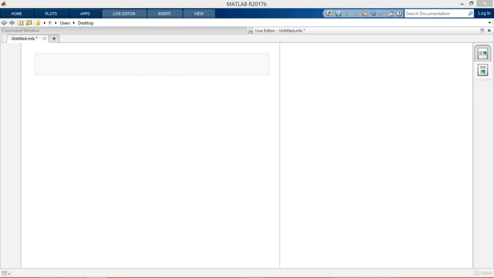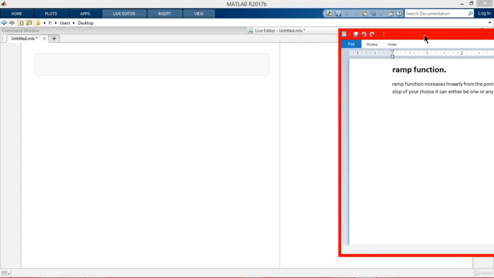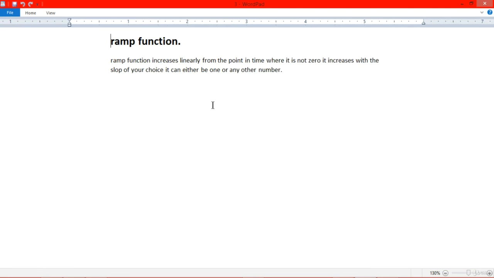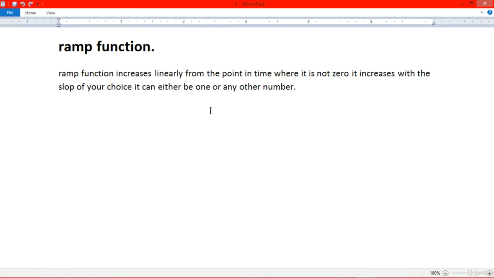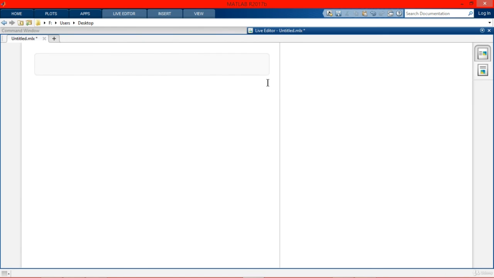On number third, we have a ramp function. Ramp function increases linearly from the point in time where it is not 0. It increases with the slope of your choice. It can either be 1 or any other number. Let's go to MATLAB, and the expression for writing the ramp function is written in the comments here.